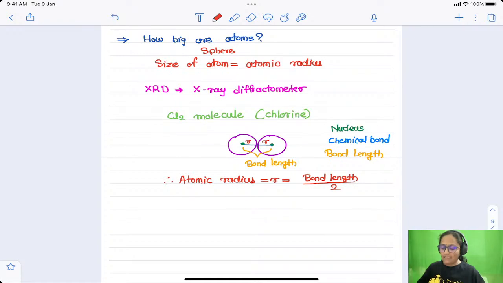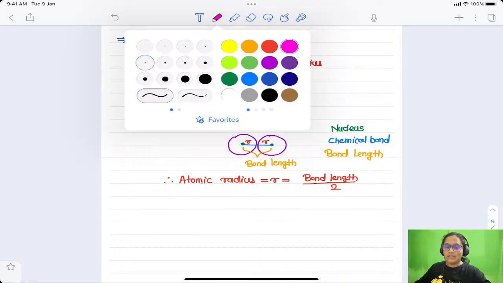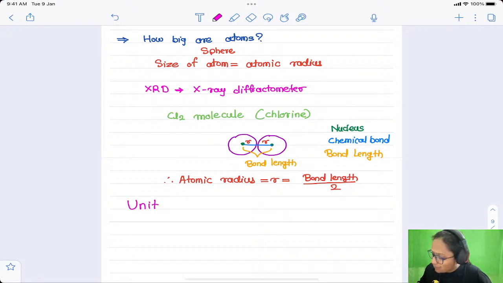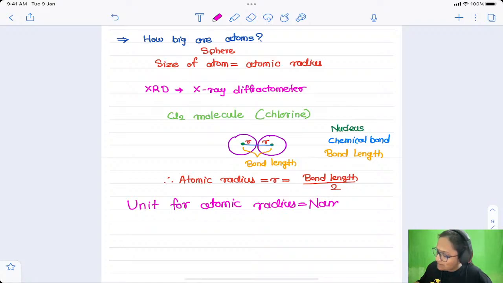Now this atomic radius is measured in units like nanometer, picometer, angstrom, etc. So what are these units? Only one unit is there for your syllabus. Unit for atomic radius: only one unit is there. I will give you that unit only, and that is called nanometer.